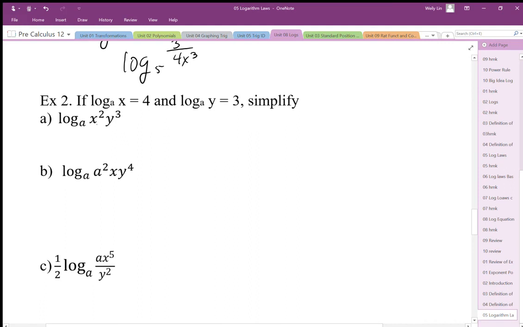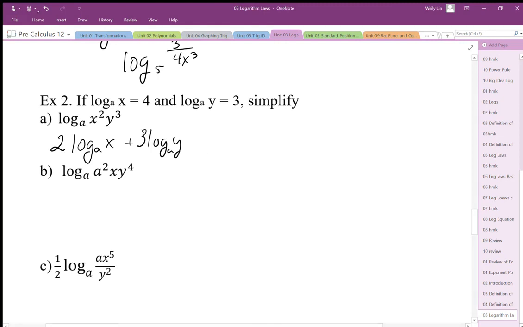Well, to do that, I'm going to split up my log using log rules. So I'm going to split the x squared and y cubed using plus. Okay, so I'm going to log x squared plus log y cubed. But I want to also take that and bring that to the front, so that becomes 2. Okay, so I'm going to bring that squared out front. Same with that cube, that cube comes to the front.